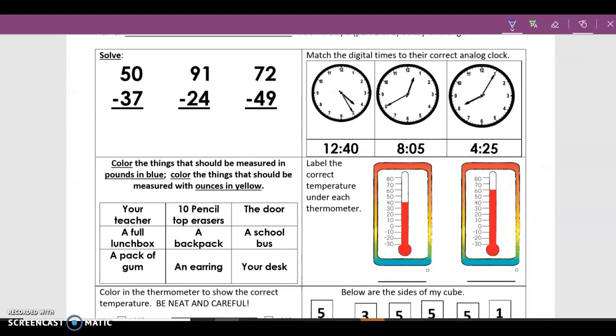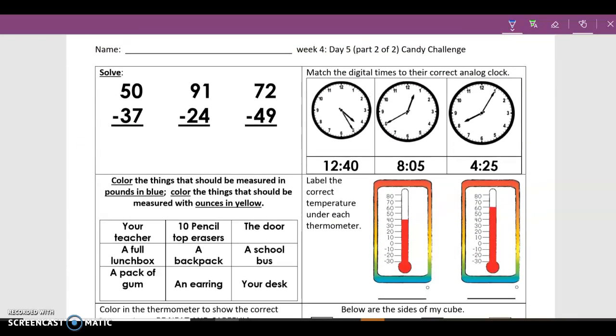All right, so here's the part two if you chose to do it. If you look at the bottom, these said to solve. So if you want, you can circle the bigger number in the ones place. Bigger's on the floor. We go borrow from next door and get 10 more. We subtract and we get 13.